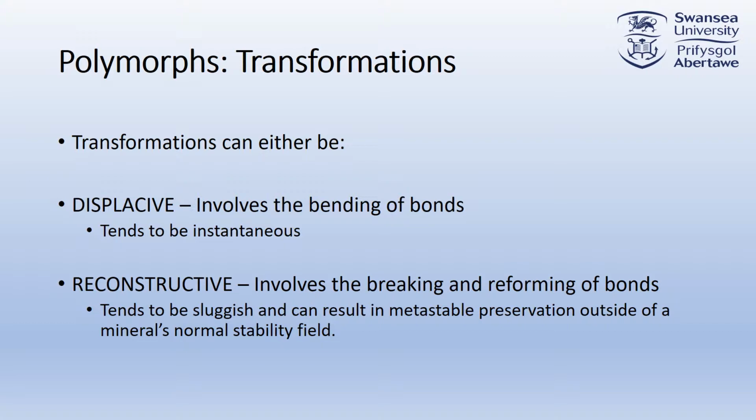So what happens with polymorphs is that you have transformations. These transformations can either be displacive, so this involves the bending of bonds, and this tends to be instantaneous, or reconstructive. This is quite sluggish. It happens over long time scales and involves the breaking and the reforming of bonds.